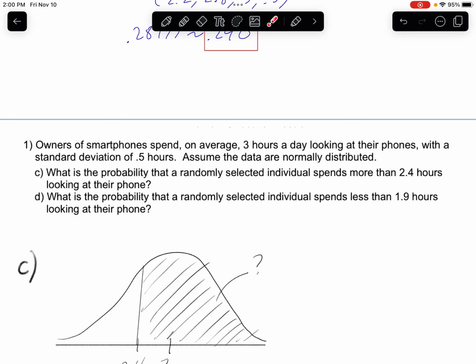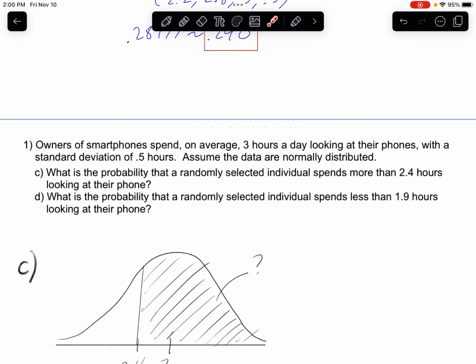On the review sheet for 1272, review sheet number 3, let's move on to number 1, parts C and D. The probability that a randomly selected individual spends more than 2.4 hours, and then the probability that a randomly selected individual spends less than 1.9 hours.